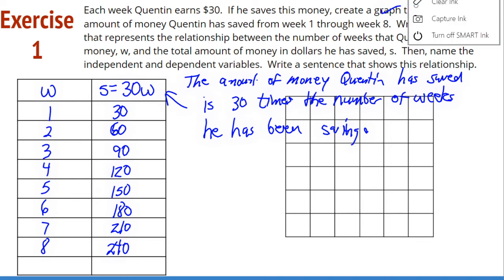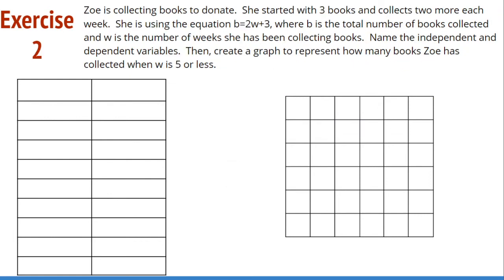All right, let's look at exercise 2. Zoe is collecting books to donate. She started with 3 books and collects 2 more each week. She is using the equation the number of books is equal to 2 times the week plus 3, where B is the total number of books collected and W is the number of weeks she has been collecting books. Name the independent and dependent variables. Create a graph to represent how many books Zoe has collected when W is 5 or less.